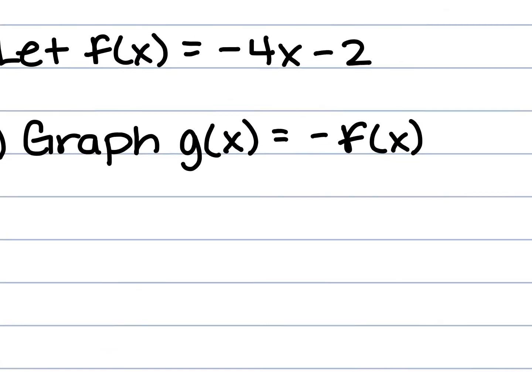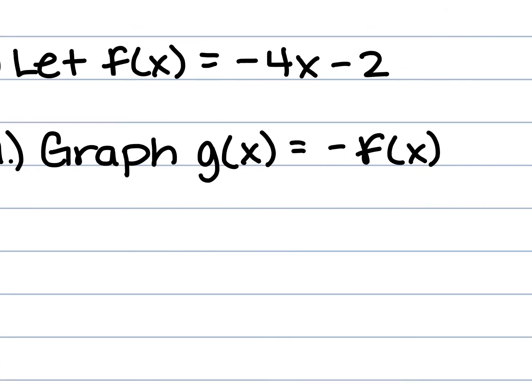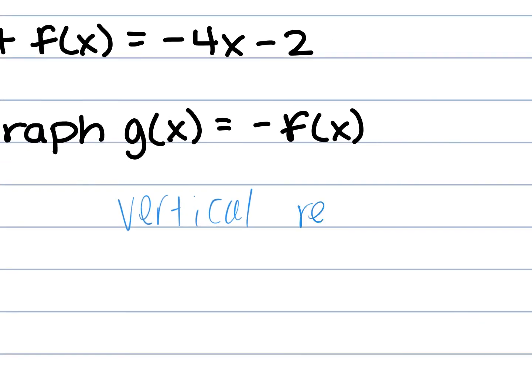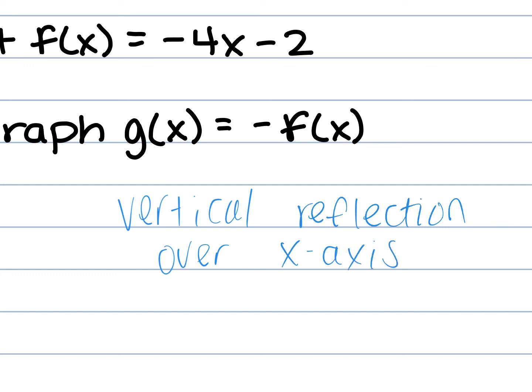All right. Let's do the next two. G of x equals negative f of x. Vertical or horizontal? Why? Because the -1 is outside. Good. Is it a reflection or a translation? Reflection. Over what axis? Over the x-axis. Yeah, AJ. So it's over the x-axis when the negative's outside.